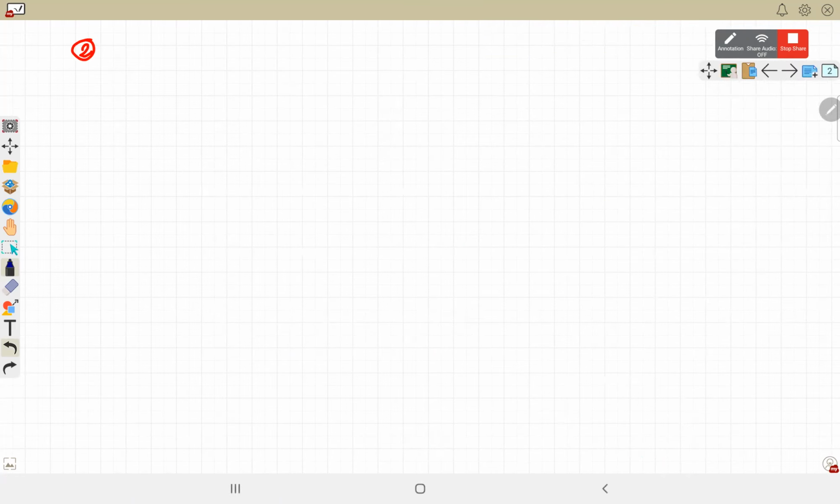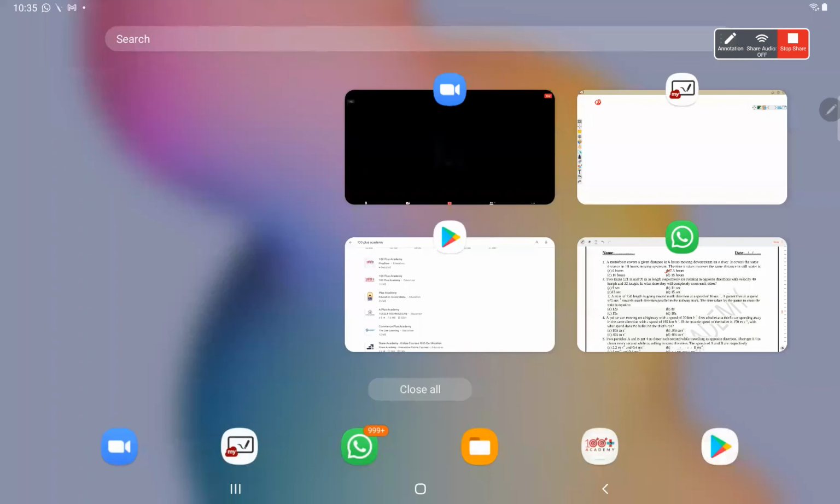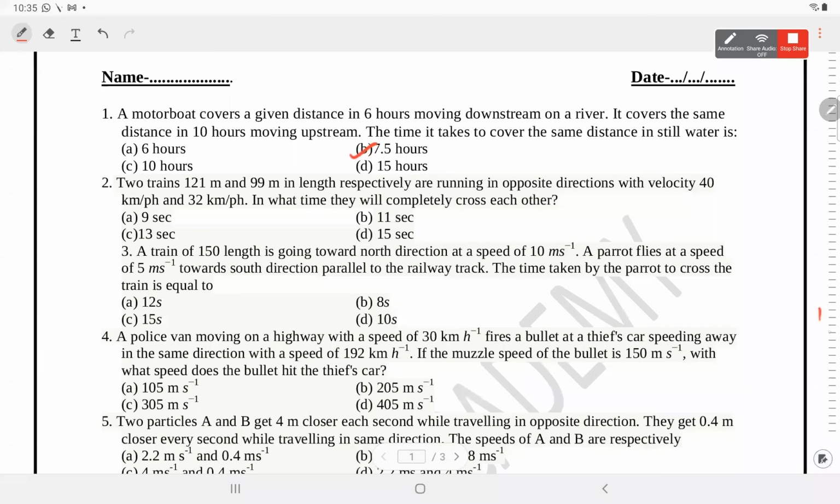So next set of questions in which the bodies are moving. Yeah, question number 4.